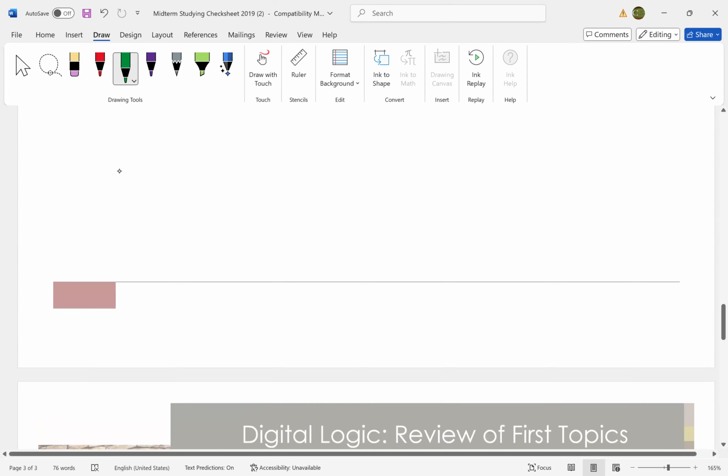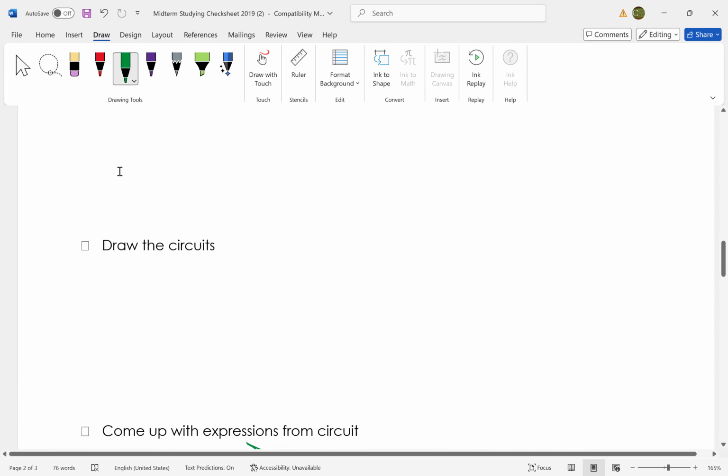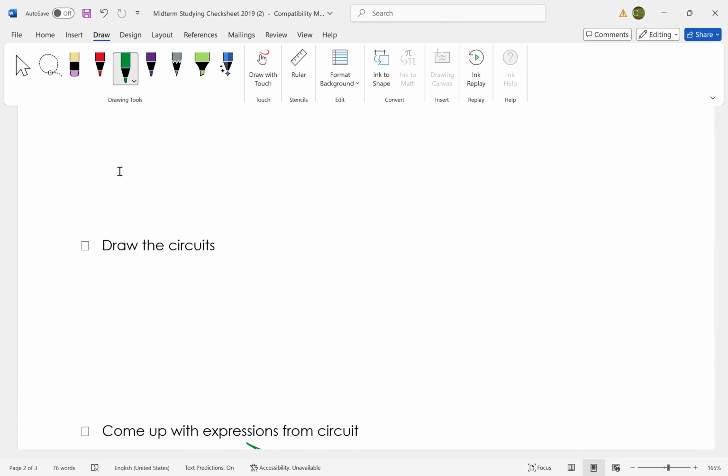Back up to the top. Draw the circuits. All right, so I'm going to give you a circuit to draw. I'm going to say draw the circuit for this: X equals A or B, and B prime, B inverted, or C.